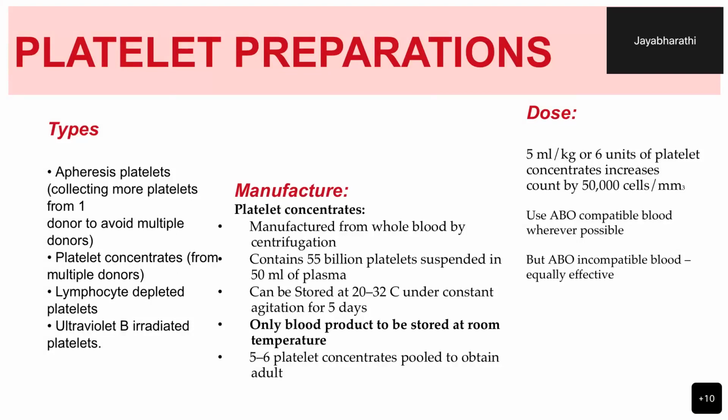And it can be stored at 20 to 32 degrees Celsius under constant agitation for 5 days. It is the only blood product which can be stored at room temperature. 5 to 6 platelet concentrates can be pooled. The doses include 5 ml per kg or 6 units of platelet concentrate, which increases the platelet count by 50,000. And ABO compatible blood is used wherever possible, but ABO incompatible blood can also be equally effective.